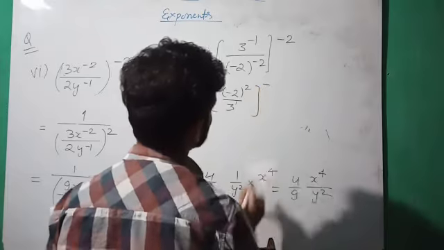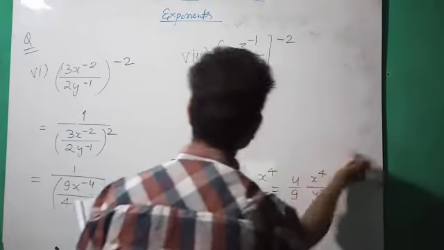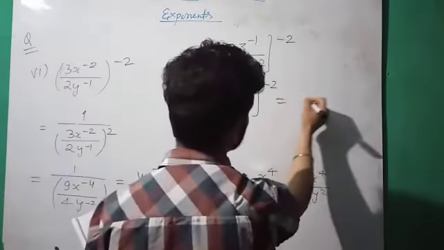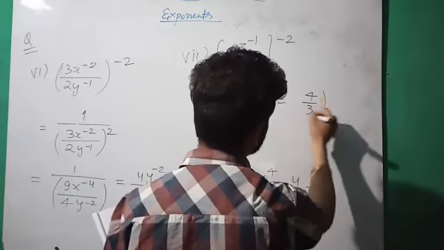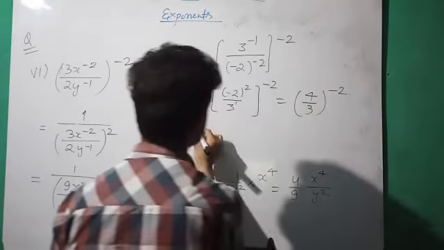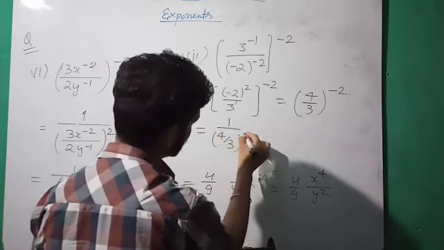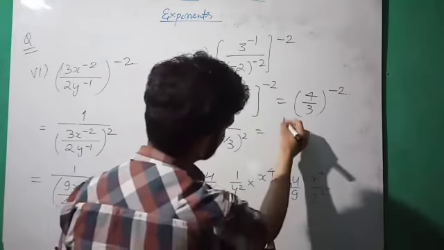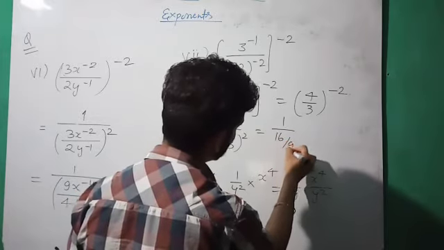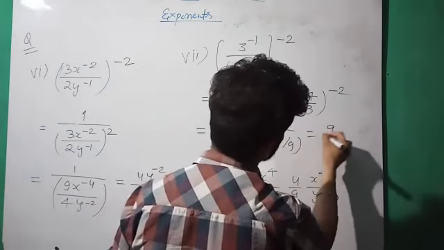Just take the reciprocal of the term. Now this is 4 upon 3 and 4 upon 2 to the power minus 2. Now it is written as 1 upon 4 upon 3 to the power 2. Means we have 1 upon 16 upon 9, and this is written as 9 upon 16.